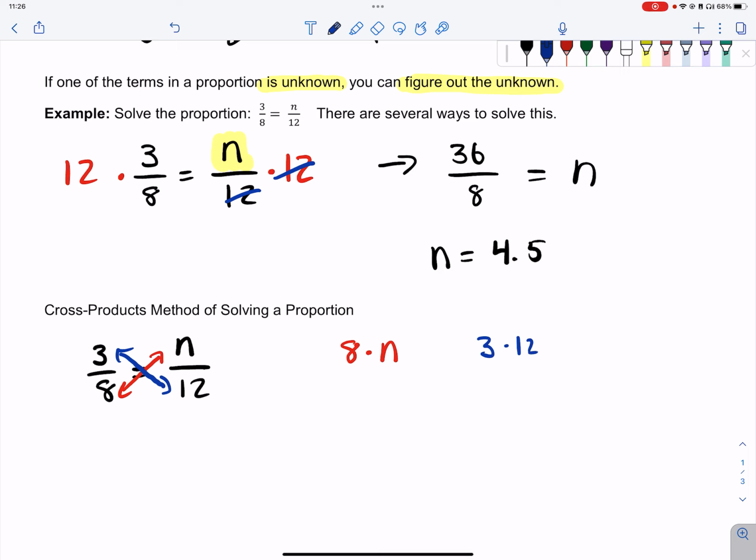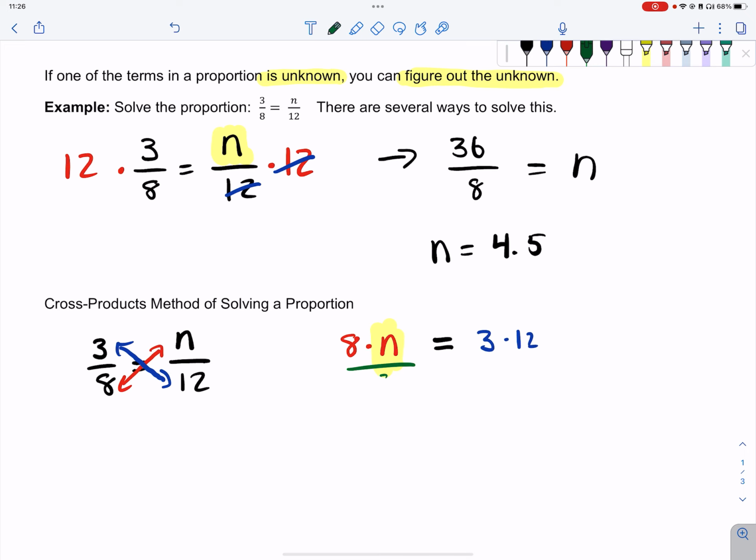And then the cross product method here tells us that both of these two things are equal to each other. So we have 8 times n equal to 3 times 12. I want to solve for my n here. So n is being multiplied by 8. We need to divide both sides of our equation then by 8 to undo that. So we have n equal to 3 times 12, which is 36, divided by 8, which is our 4.5 that we stated earlier.